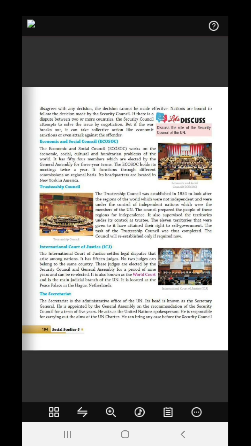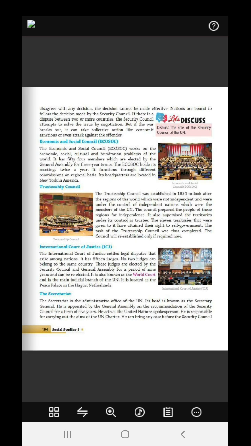Trusteeship Council. The Trusteeship Council was established in 1954 to look after the regions of the world which were not independent and were under the control of independent nations which were members of the UN. The Council prepared the people of these regions for independence. It also supervised territories given to it until attaining the right of self-government. The task of the Trusteeship Council was thus completed. The Council will be re-established only if required now.